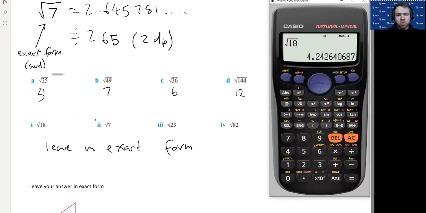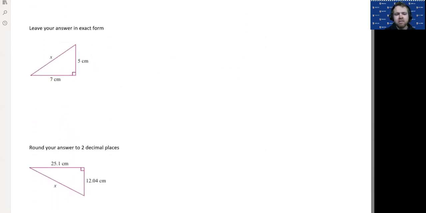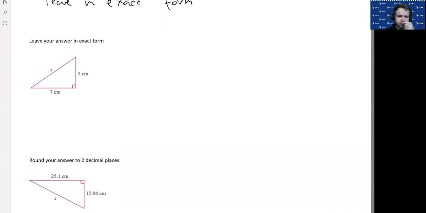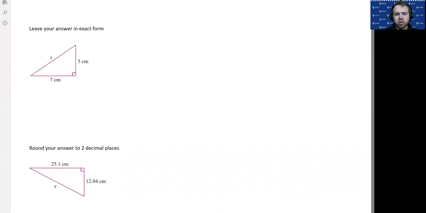So whenever you're square rooting a number, you should put it in your calculator, and then you should check what the question wants you to do, whether it wants you to leave your answer in exact form or whether it wants you to round your answer. So we're going to do 2 Pythagoras' theorem questions. You can see these 2 questions have different requirements. The first one says leave your answer in exact form.